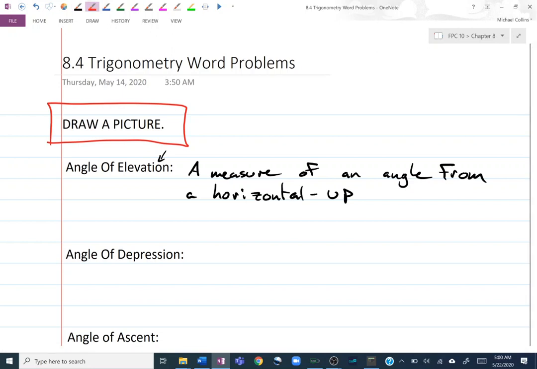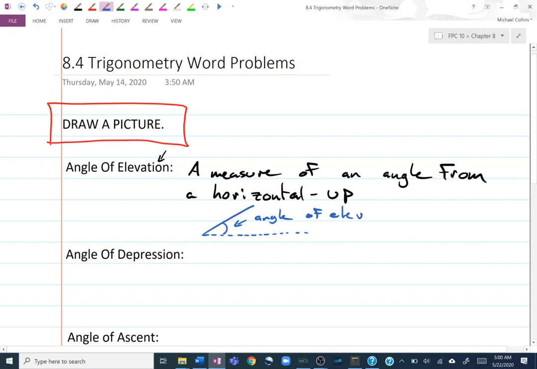To go with our theme of the day, we're going to draw a little picture. So if we have a horizontal, which I'm going to draw with a blue dotted line, then our angle would be the measure from the horizontal upwards. So this is an angle of elevation. And that'll come up in at least one of our word problems, so we'll get to see it in practice.